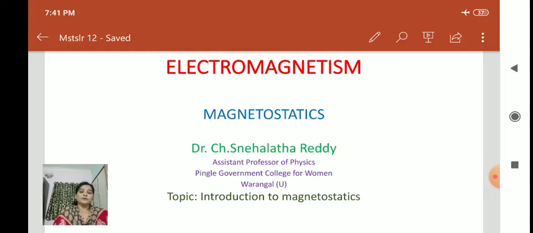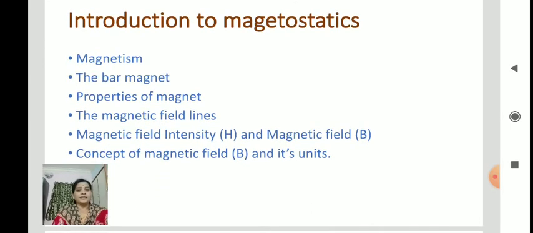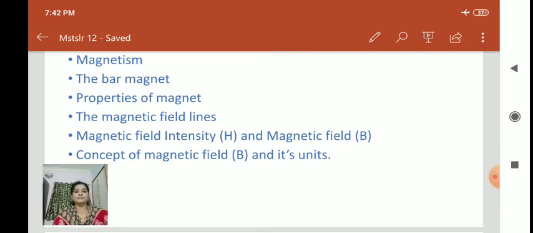So before going into the details of magnetostatics, let me first let you know the concepts of magnetism, like the bar magnet, the properties of a magnet, magnetic field lines, magnetic field intensity, the concept of magnetic field and its units. But first, let me tell you what magnetism is.